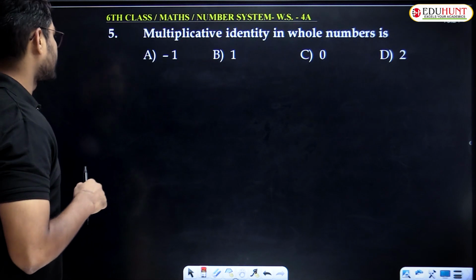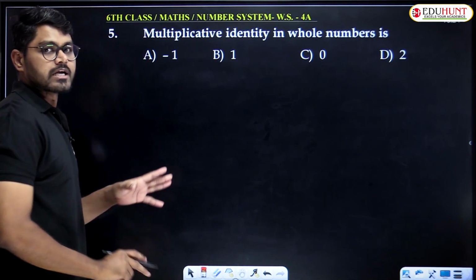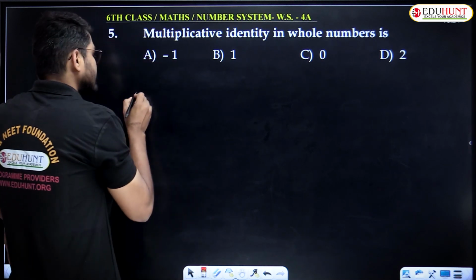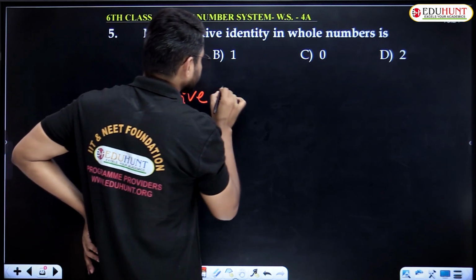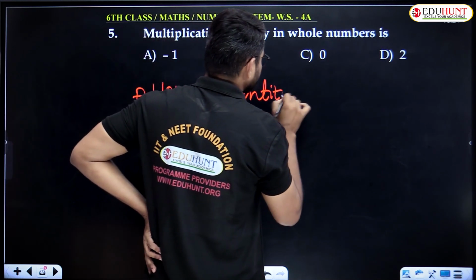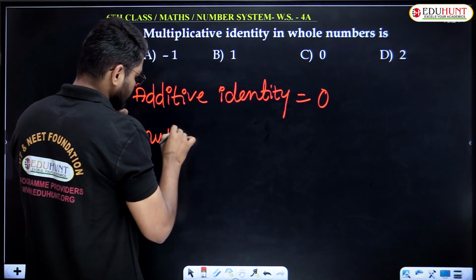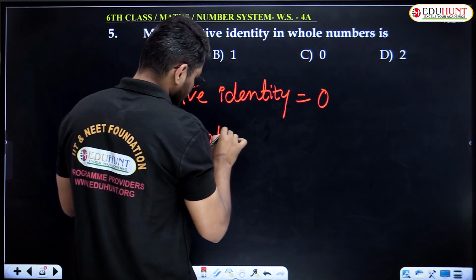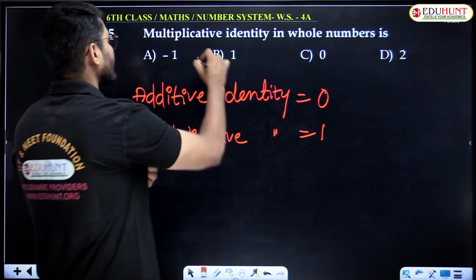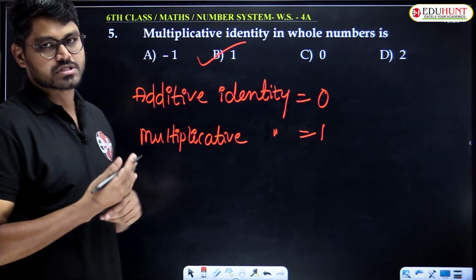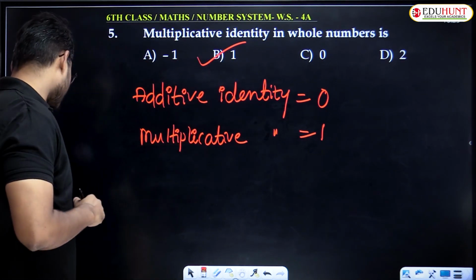Let's move on to the next one. Multiplicative identity in whole numbers is. What do you mean by multiplicative identity and additive identity? What is additive identity? Additive identity is 0. Multiplicative identity. What is the multiplicative identity in whole numbers? Obviously 1. This is a direct question. If you know the concept, you can directly take the answer. Okay, students. Let's move on to the next one.